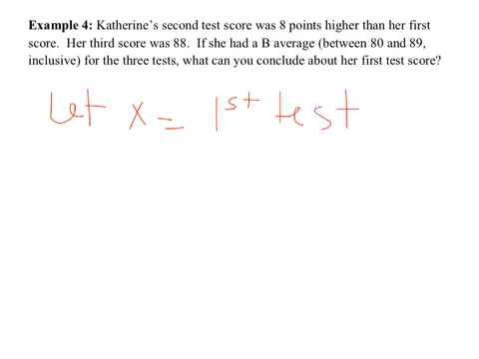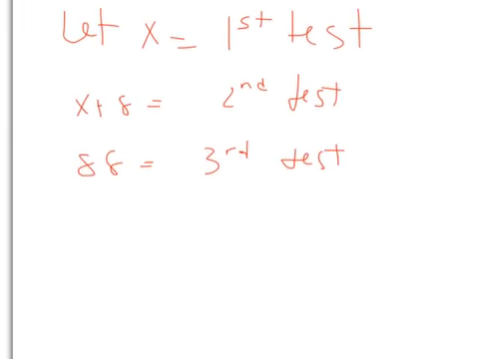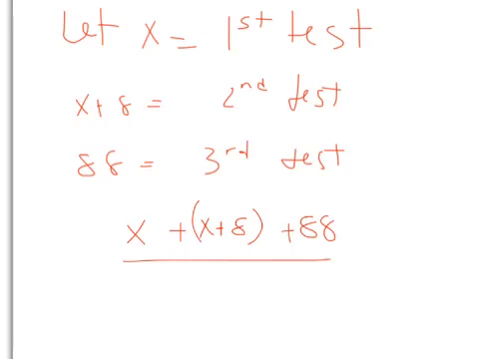How many points higher was her second test score than her first? 8 points. So it's X plus 8. And what's her third test? 88. Given. It's not even like a let statement for that part, right? And we know that the average of these 3 is between 80 and 89. How do you find average? Add them up and divide by? Yeah. So X plus 8 plus 88 all divided by 3. That's how you find an average. So this would be the average right here: the first test plus the second test plus the third over 3.